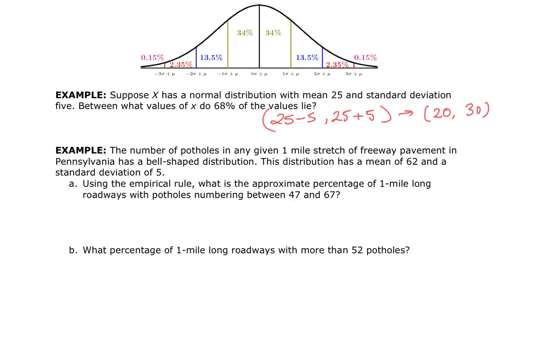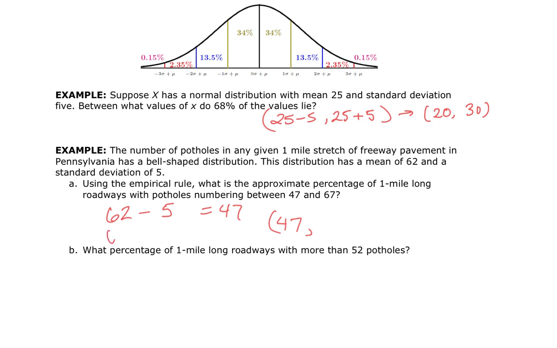So the first thing I'm going to do is figure out 62 minus how many standard deviations is going to give me 47. So I know my standard deviation is 5. If I take off 1 standard deviation, am I going to get 47? And the answer is yes. So 47 is 1 standard deviation from the mean.